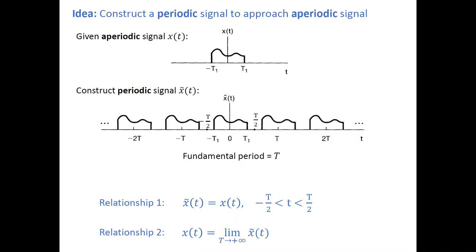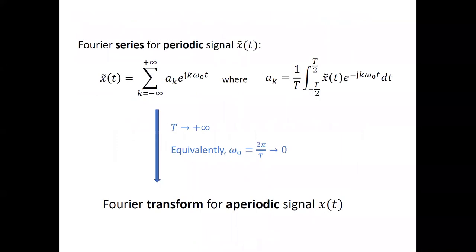So these two relationships are important in deriving the alternative representation of x of t that we want to have. Basically, for x tilde of t, which is a periodic signal, from the last chapter, we have a standard procedure to derive its Fourier series. Let's quickly go through it. It's an infinite sum of a_k exponential jk omega 0 t, where a_k can be calculated using this integral. This integral, in principle, can be taken over any interval whose length is capital T. But here, we select the particular interval from minus T divided by 2 to T divided by 2. And as we said on the last slide, as capital T goes to plus infinity, x tilde of t will become x of t, the aperiodic signal.